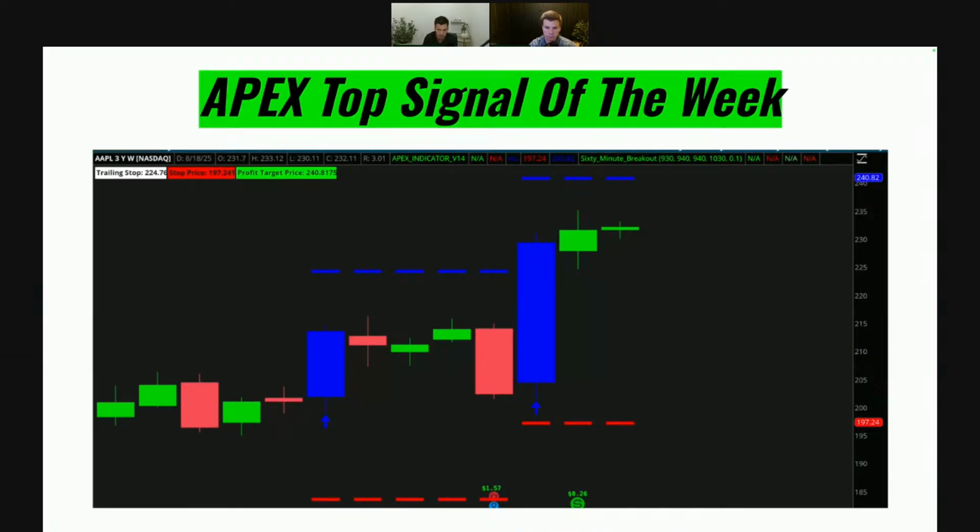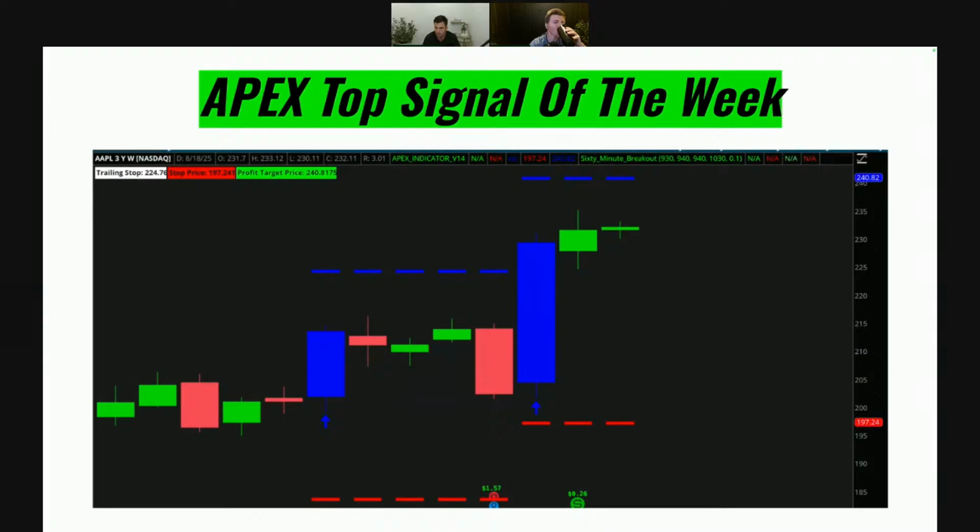On Apple, it's up 70%. It still looks good. Apple is still trending higher, and we like technology for the rest of August. So if you want to jump in on this one, same profit target, same stop price as we viewed 2 weeks ago, but the ticker is Apple.